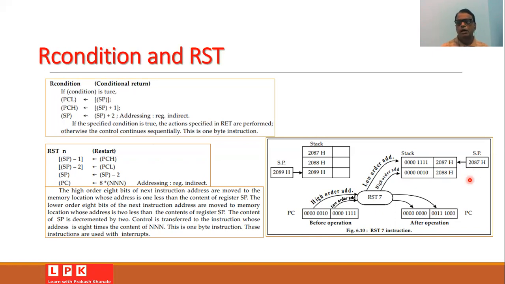So it will now point to the location 2087. And now the program counter will contain the number 8 multiplied by 7, that is 56 decimal, and when you convert this number into hexadecimal, it will be 38, and therefore the content of the PC will now be 00000000 00111000.